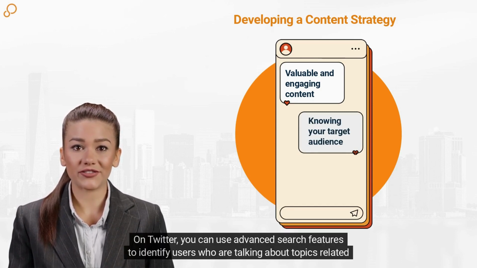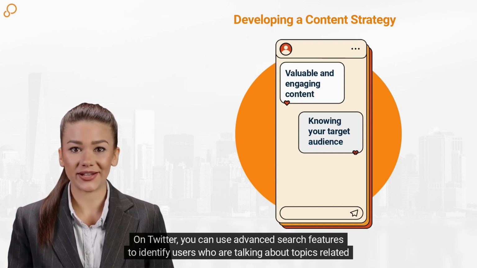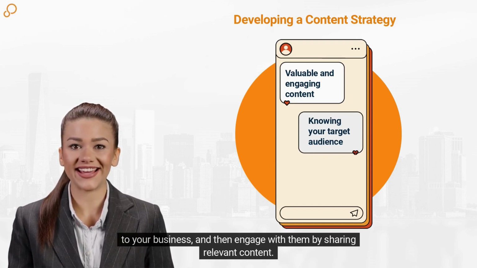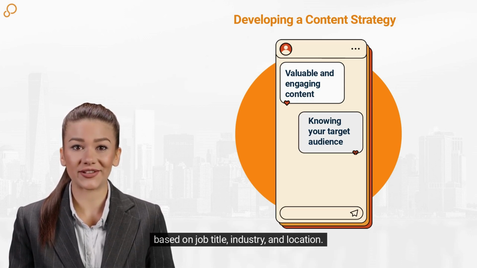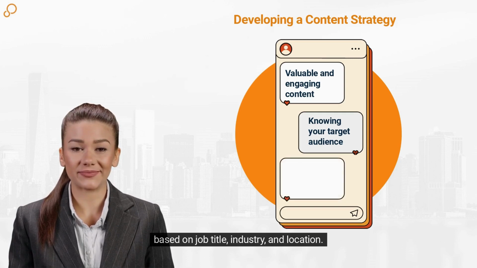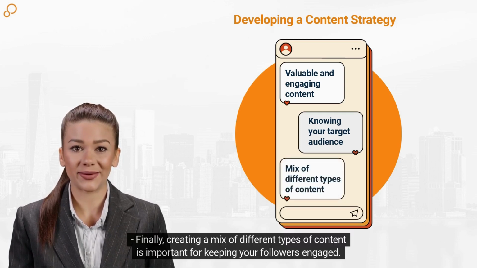On Twitter, you can use advanced search features to identify users who are talking about topics related to your business, and then engage with them by sharing relevant content. On LinkedIn, you can use the platform's advanced targeting features to reach specific groups of professionals based on job title, industry, and location. Finally, creating a mix of different types of content is important for keeping your followers engaged.